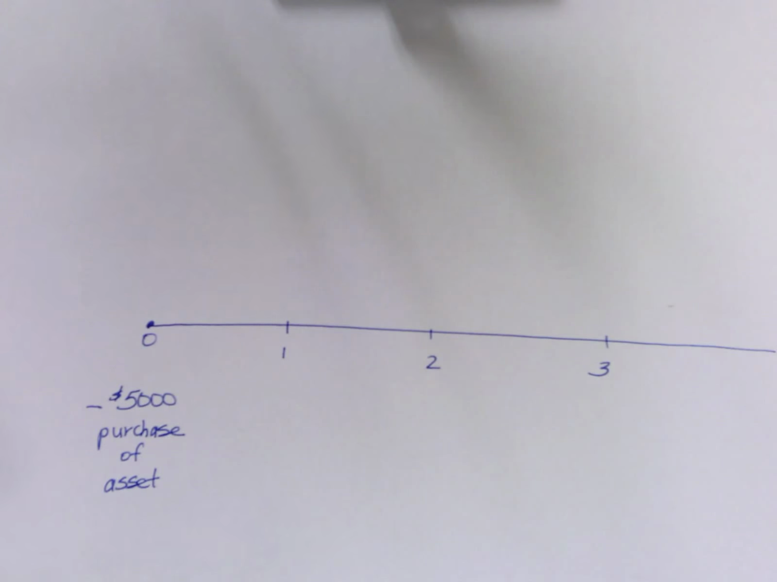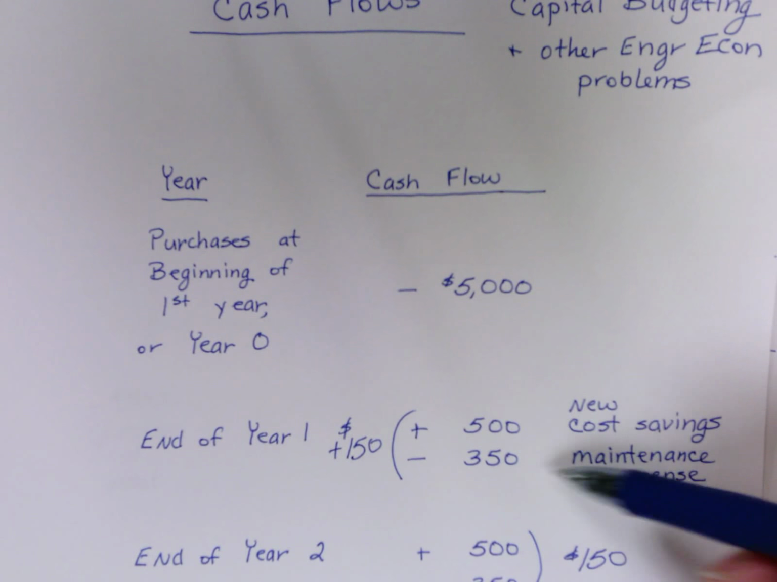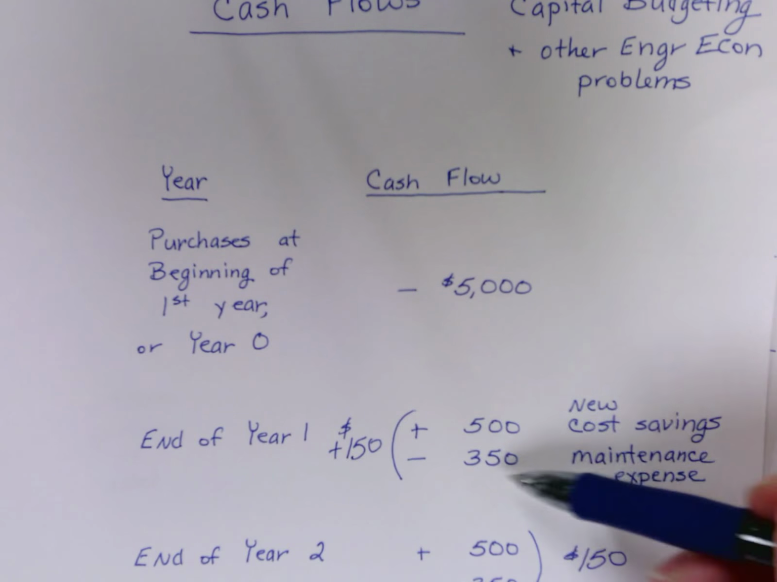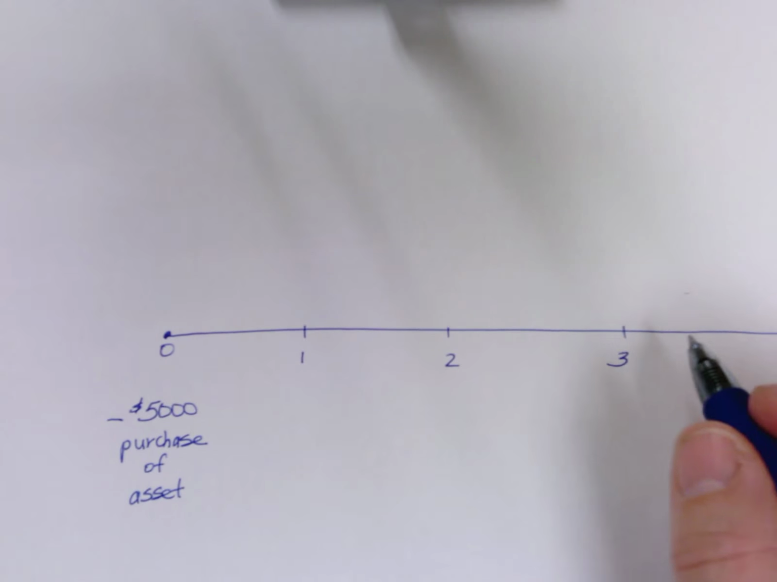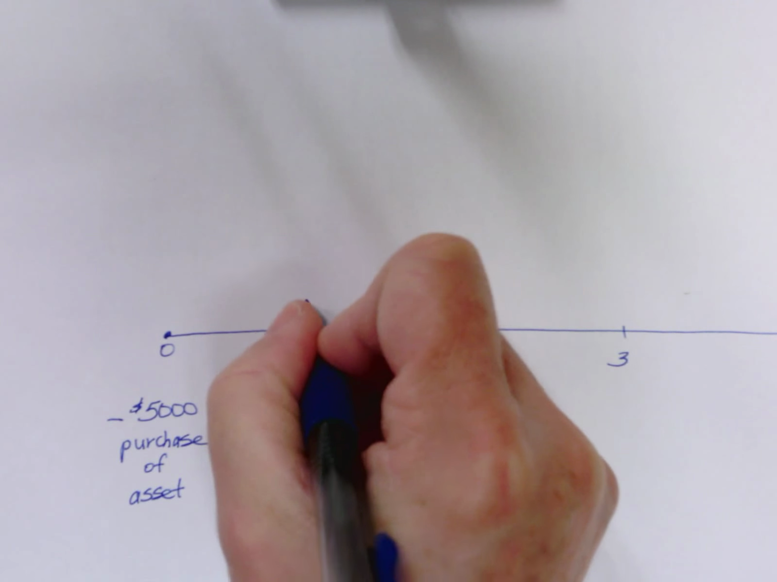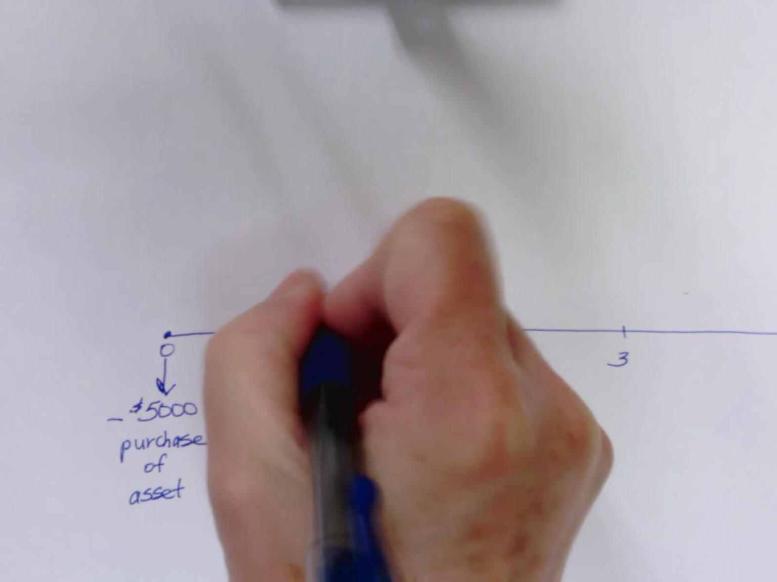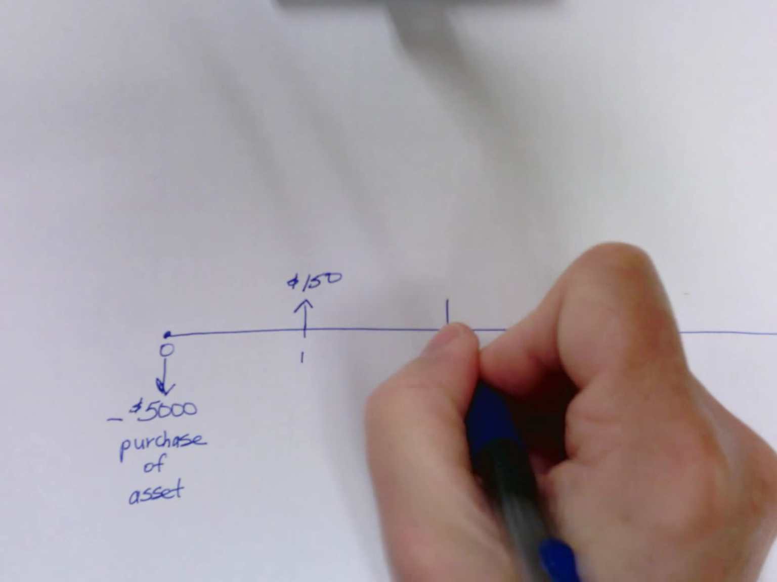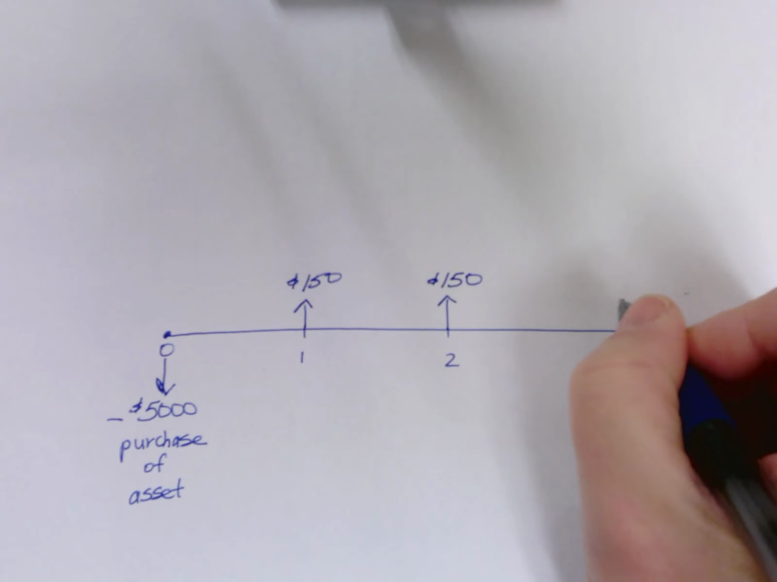At the end of year 1, we had cash in through the savings and cash out through maintenance expense, but they netted to $150 positive. So on a timeline, we're going to show that as an up arrow. This is a down arrow, cash out. An up arrow, $150 represents cash in at the end of each year.